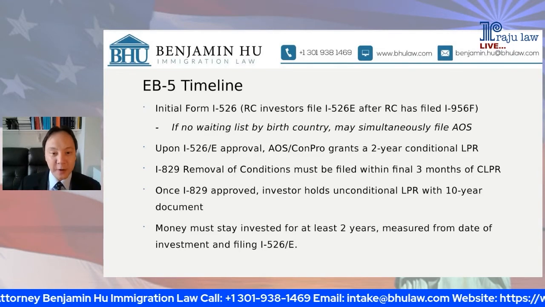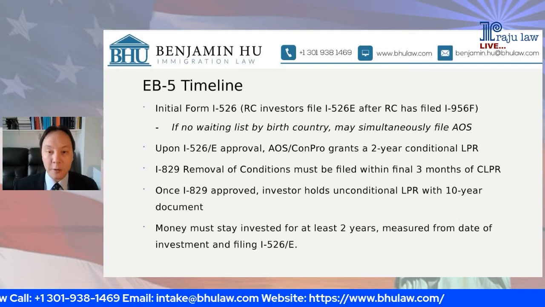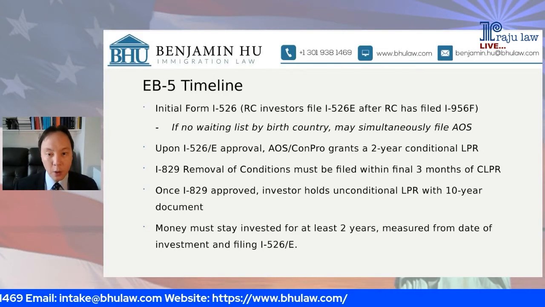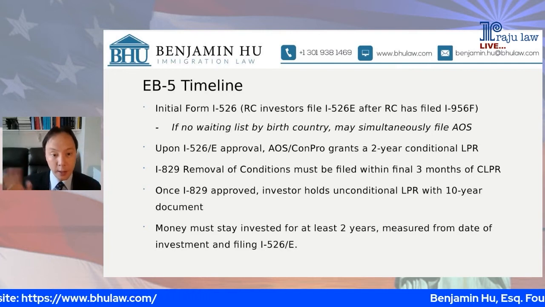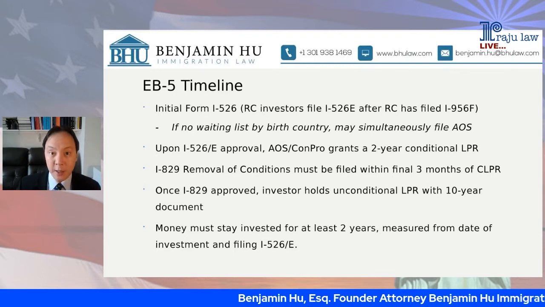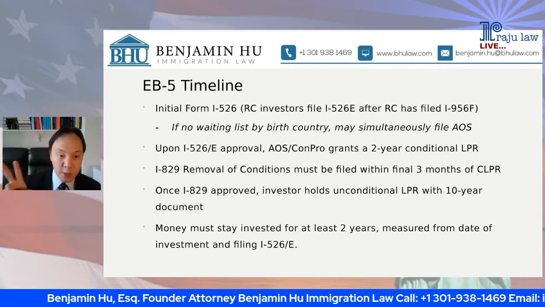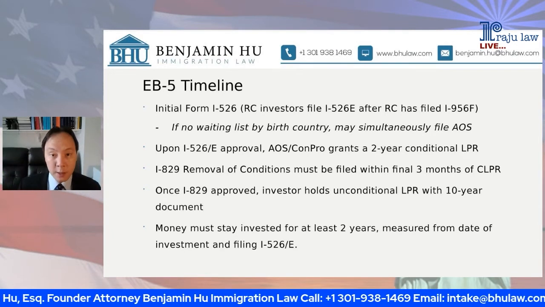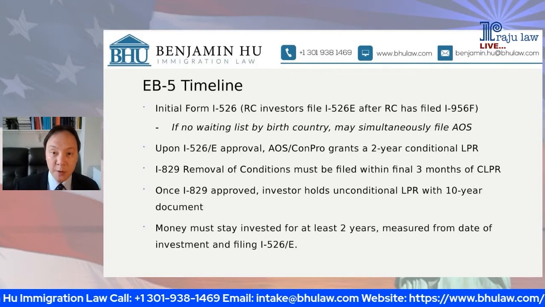That means the EB5 timeline for the investor is you're going to have to file the initial form. The form number is I-526, or I-526E if you are filing with a regional center. That distinguishes the two, standalone versus regional center. And at the same time, if the investor is in the US and their country of birth does not have a waiting list for EB5, they can also file the AOS, the adjustment of status.